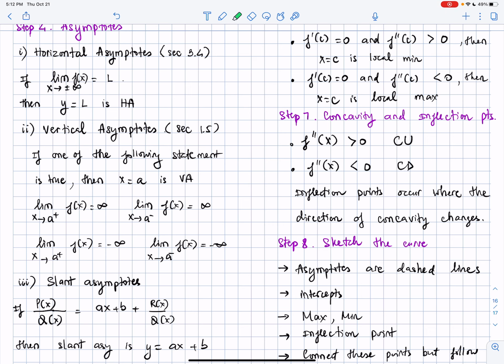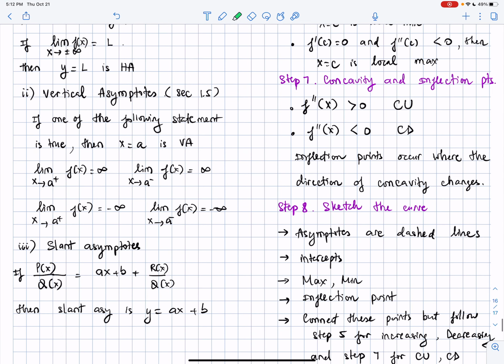To find the horizontal asymptote, we will find the limit of f of x when x approaches positive or negative infinity. If the answer equals L, then we conclude that y equals L is the horizontal asymptote. For the vertical asymptote, if one of the following statements is true, then we say that x equals a is a vertical asymptote.